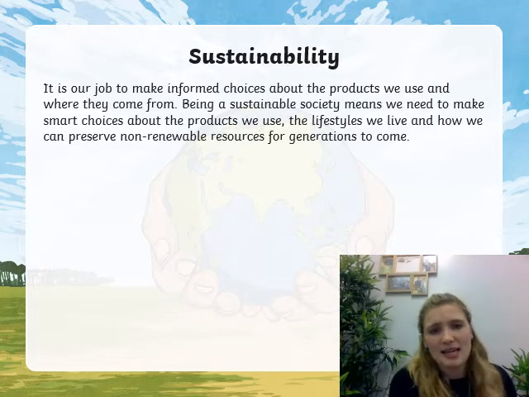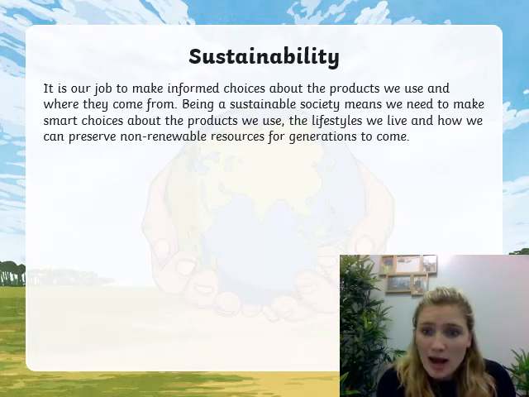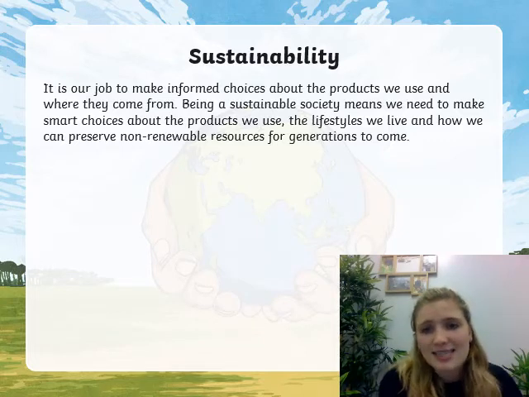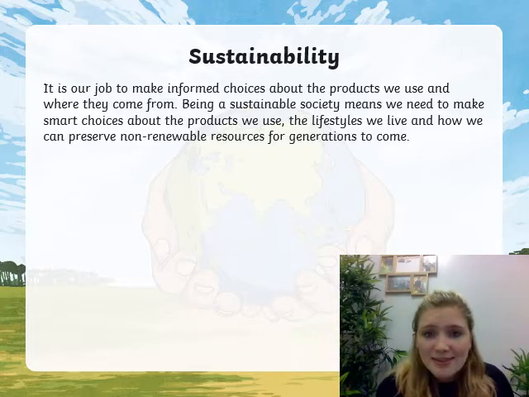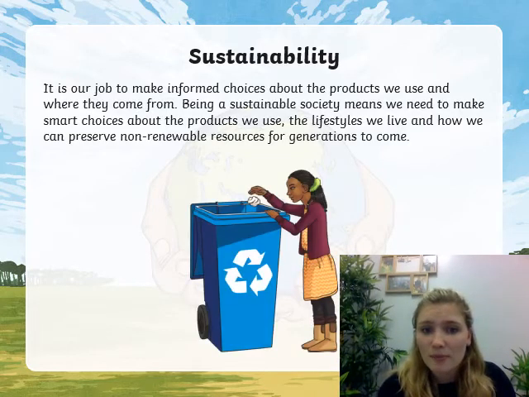Now sustainability, it's our job to make the choices and to decide why we use the products we use, where we use them and where they come from. Because being a sustainable society means we need to make smart choices about the products we use, the lifestyles we live and how we can preserve non-renewable resources for generations to come.